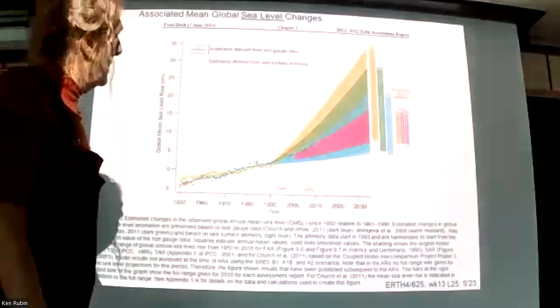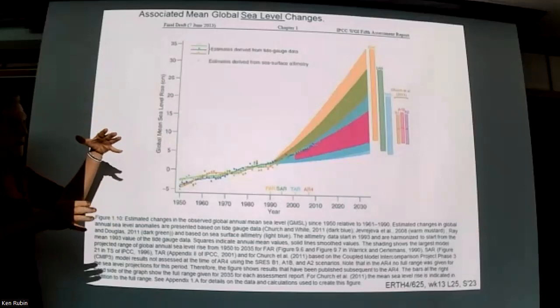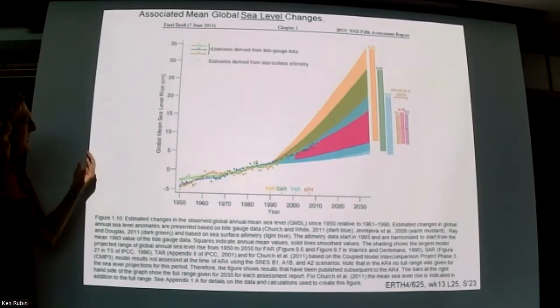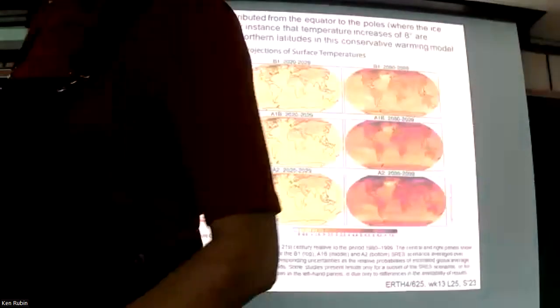So this is associated sea level changes. Again, a large variation, a lot of uncertainty depending on which scenario we follow, but a little to a lot. Those are in centimeters, 2.5 centimeters per inch.